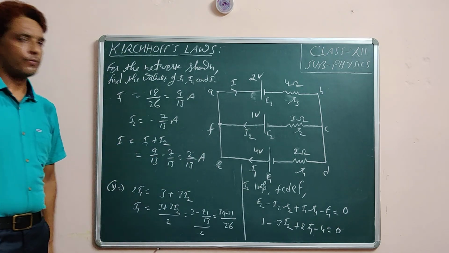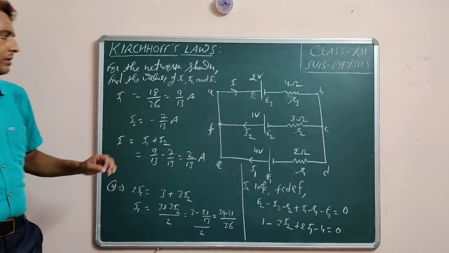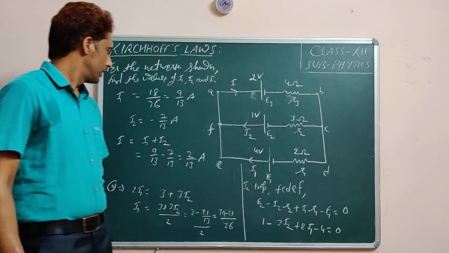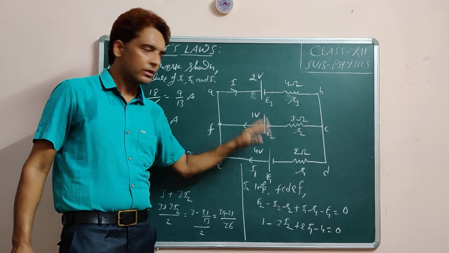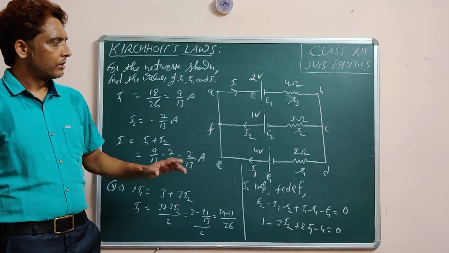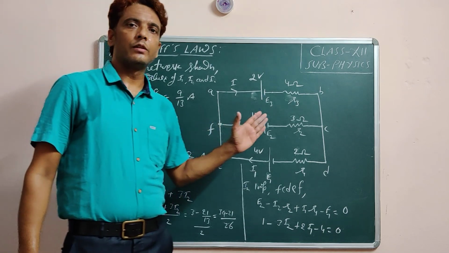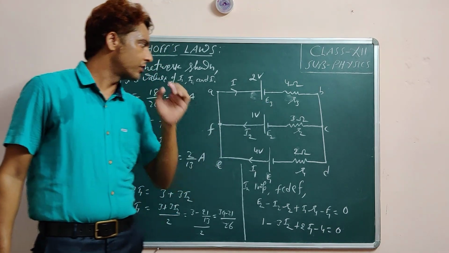So this is how we will apply Kirchhoff's rules for finding currents in different branches of a network where we cannot find them using series or parallel combination of the resistors.